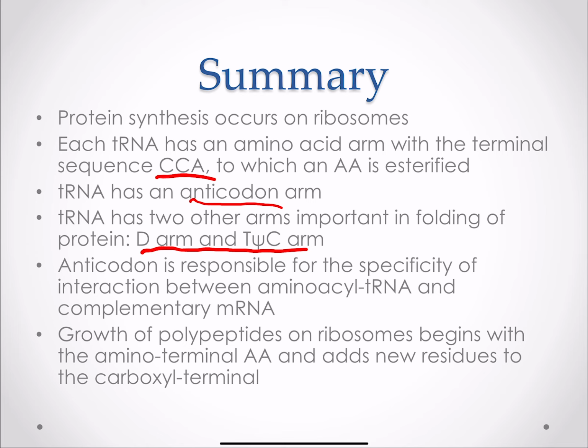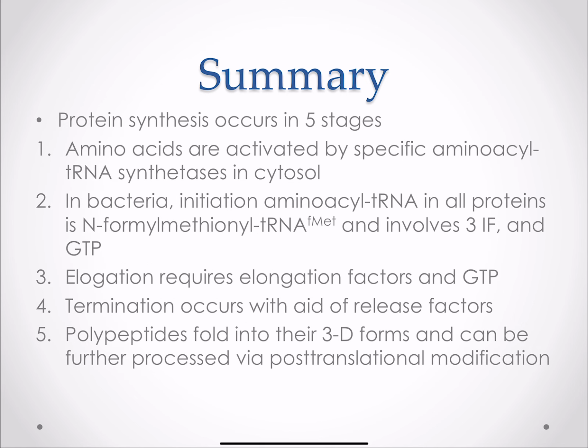And then you're going to have a growth of the polypeptide chain as you're going to begin with the terminal amino acid, adding residues at the carboxy terminal end. Protein synthesis is going to occur in 5 stages. We talked about 4. The 5th stage is going to be folding into those actual 3D structures. But basically, you're going to need to activate the amino acids, you're going to need to initiate, and we're going to talk about elongation and termination.